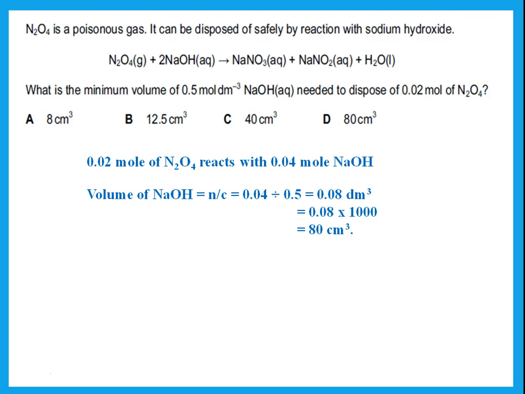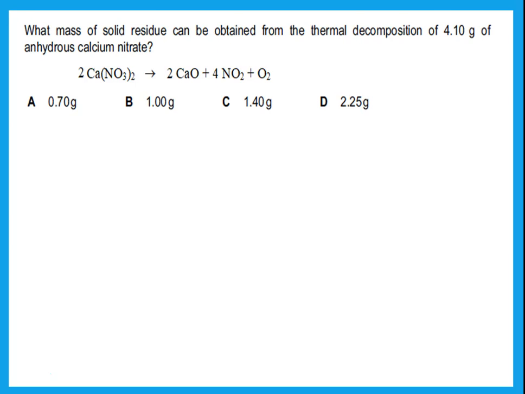So the number of moles is 0.04, the concentration is 0.5 as he says in the question, and that means that I have 0.08 decimeter cubed. Remember that what comes out of this equation is in decimeter cubed. Now the choices are in centimeter cubed, so I have to multiply by 1,000. So my answer is D.